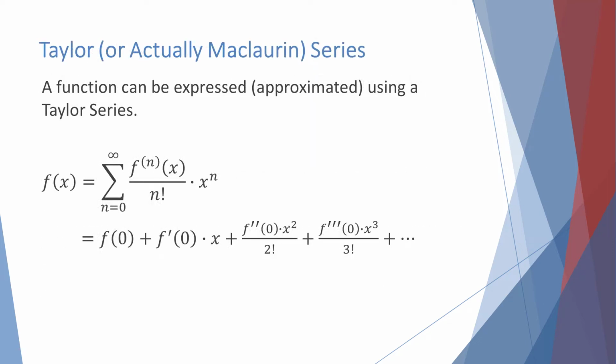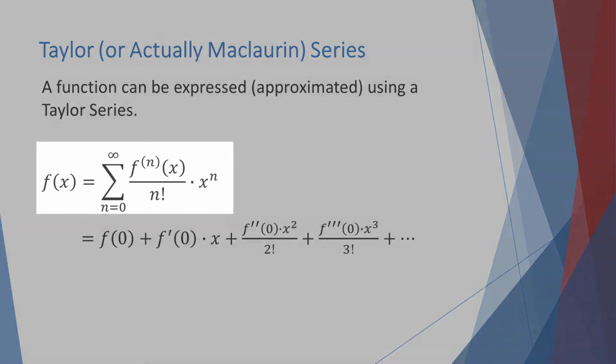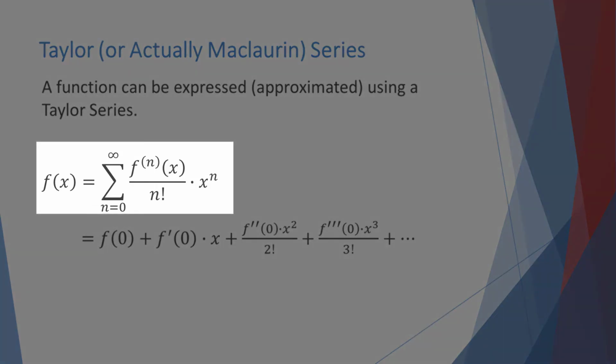Okay, so depending on where you are in the calculus sequence, you may or may not have come across something called a Taylor series. Actually, we're going to look at something called a Maclaurin series, which is a special case. A function can be expressed or approximated using a Taylor series. And this states that f of x equals the summation, where n goes from 0 to infinity, of the nth derivative of f at 0 over n factorial times x to the n.